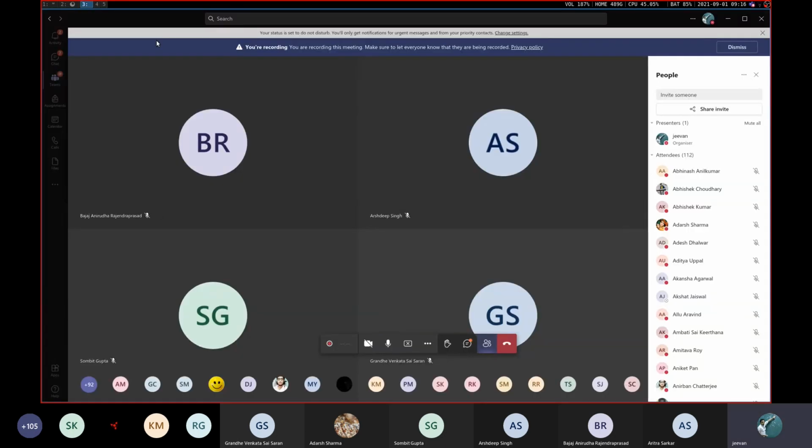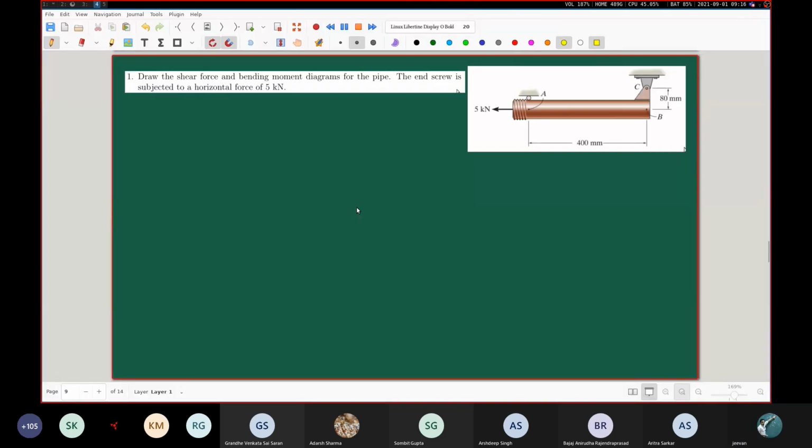Okay, let us start again. So this is the first problem from our tutorial sheet. Now, unlike the kind of things that we have been discussing till now, which were very much shaped like beams, this is in the form of a pipe, but you can of course imagine it to be like a beam, and conceptually there is no difference.